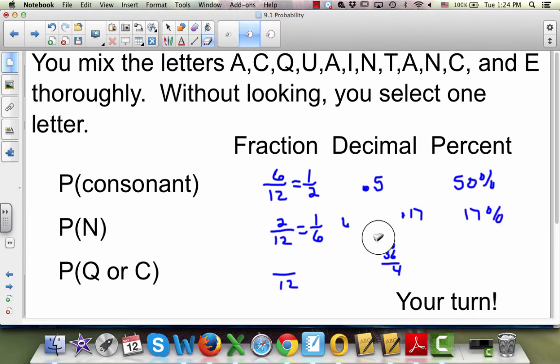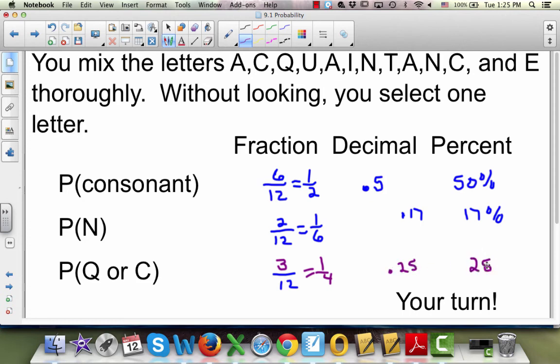And I'll erase this to give us more room. All right, so now this one. We've got probability of a Q or a C. Well, a Q or a C is going to be a good thing. So let's see. C is 1. Q makes 2. And another C makes 3. So it gives us 3 out of 12, or 1/4. And just like on the previous page, 1/4 is 0.25 and 25%. I hope you did very well.